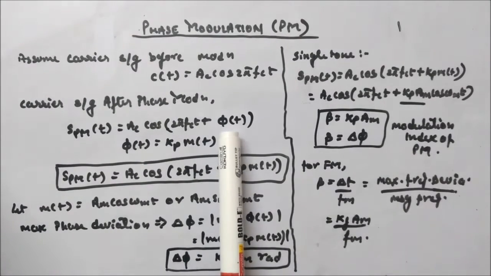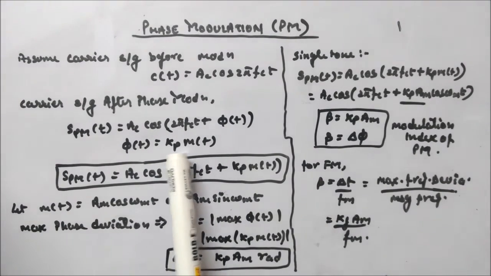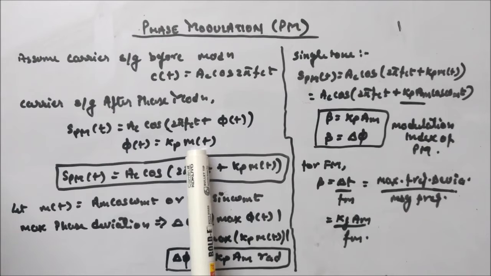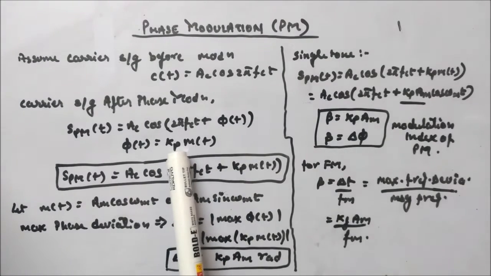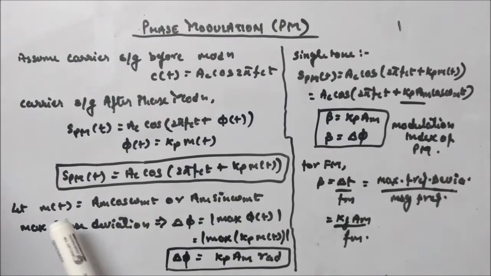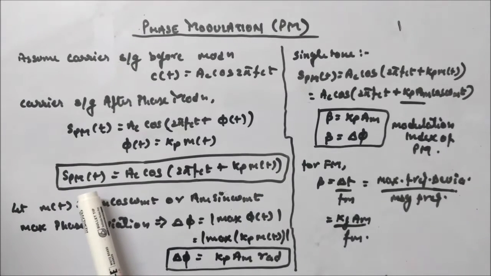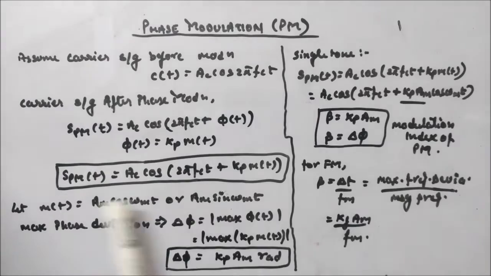Now this φ(t) is defined as Kp into m(t), where Kp is the phase sensitivity and m(t) is your message signal, and φ is in radians. So you can see the unit for Kp is radians per volt. Now if you plug this value in, you will get the standard equation for the phase modulated signal, that is s_PM(t) = Ac cos(2π fc t + Kp m(t)). This is the generalized expression for a phase modulated signal.